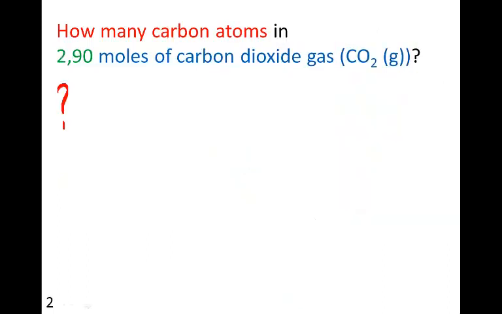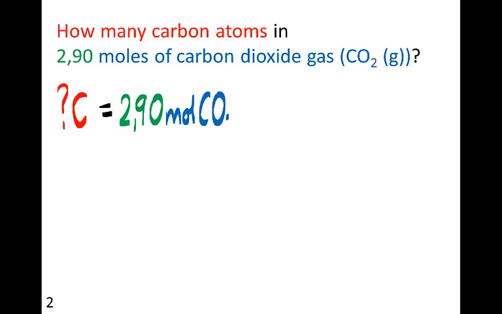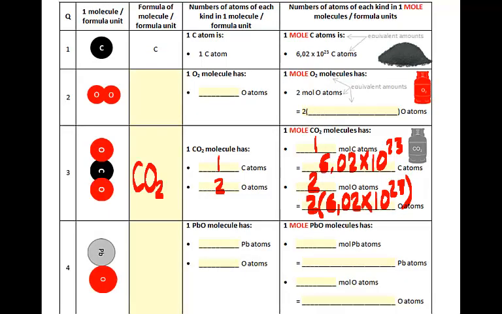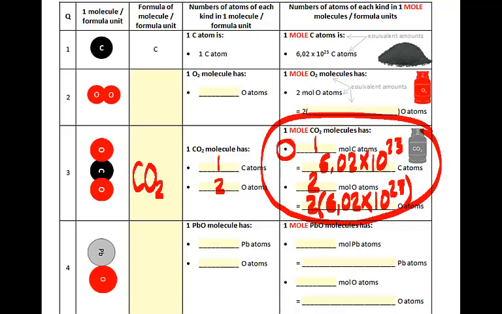How many carbon atoms in 2.9 moles of carbon dioxide? If we look back over here to what we did earlier, remember that 1 carbon dioxide molecule contains 1 carbon atom, 2 oxygen atoms. These are equivalent values for carbon dioxide. And 1 mole of carbon dioxide molecules consists of 1 mole of carbon atoms, which is 6.02 times 10 to the power 23 carbon atoms.